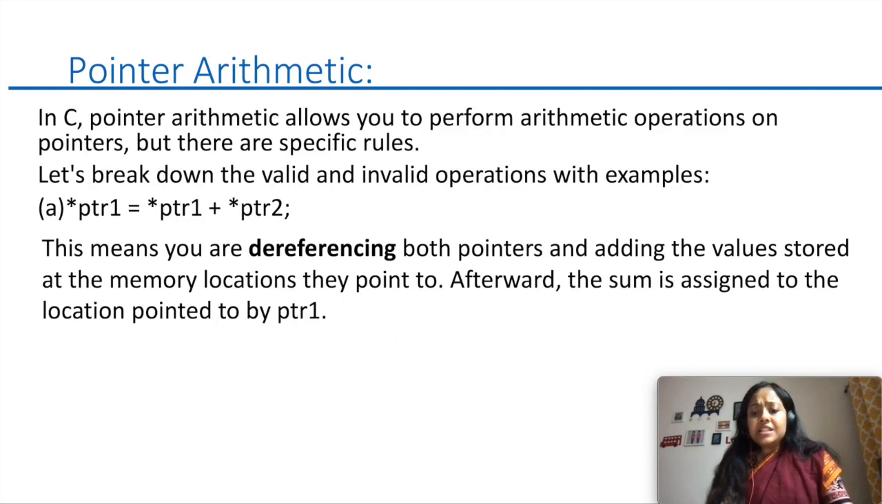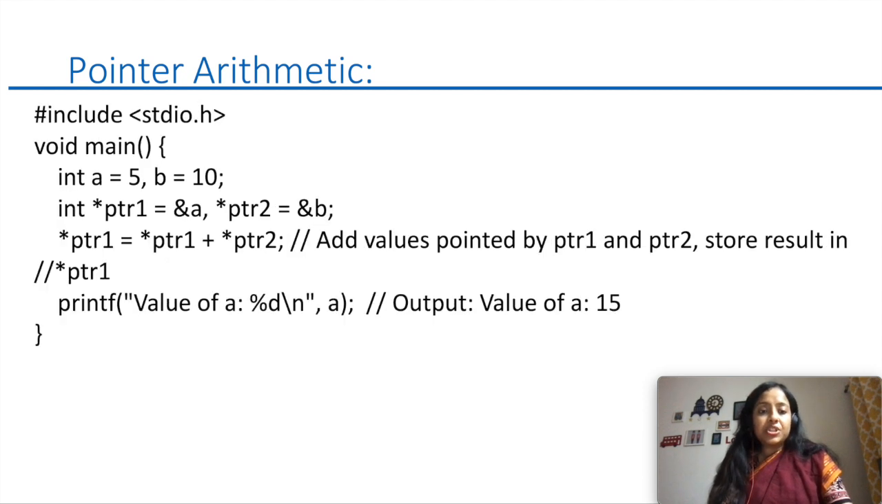Now let us see some basic pointer arithmetic. There are a few rules which we are going to follow when we are studying pointer arithmetic. The first one is star ptr1 equal to star ptr plus star ptr2. This means that you are dereferencing both the pointers and adding the values stored at the memory locations they point to. Afterwards, that sum will be assigned to the location pointed to by ptr1. Let us see an example related to that.